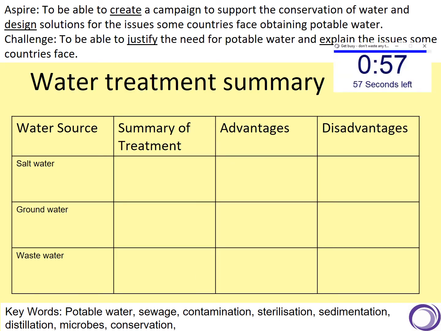So this table is going to allow you to summarise the different types of water treatments and come up with some advantages and some disadvantages of it. And what I'm going to do is I'm going to give you 60 seconds to record that table in your book or on your paper, and then I'm going to give you some information that you will then include in that.